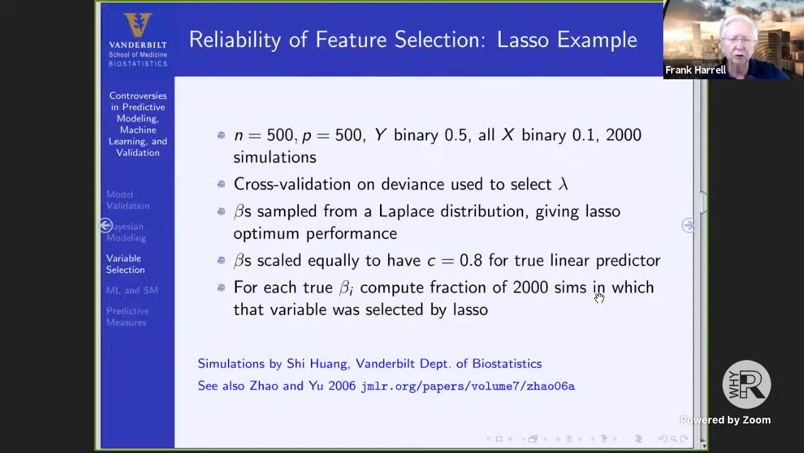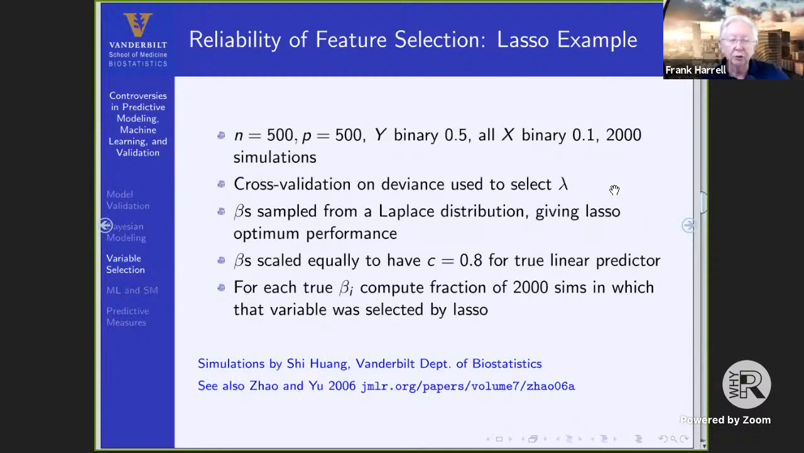Here's an example using the lasso where we have 500 subjects and we have 500 candidate features. Our y variable is binary with a probability of 0.5 of equaling a 1. All of the x's are binary with a prevalence of 0.1, and we're doing 2,000 simulations. And we're going to do cross-validation on the deviance to select the lasso penalty parameter lambda.